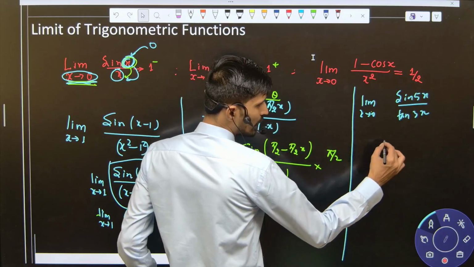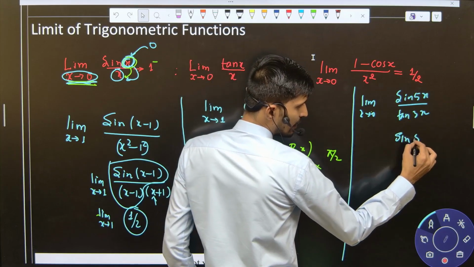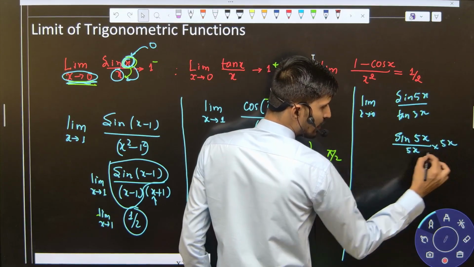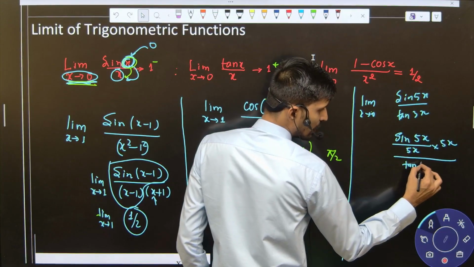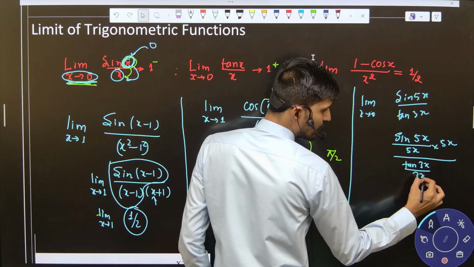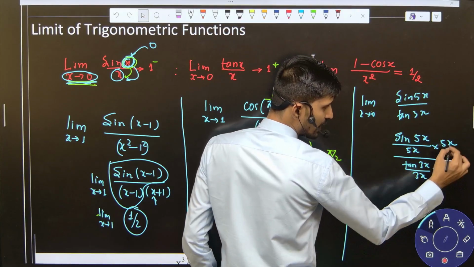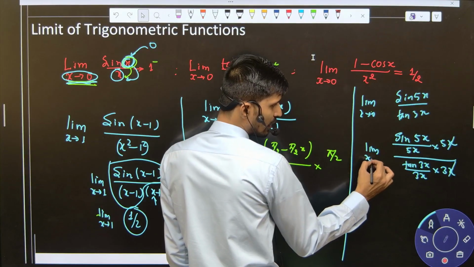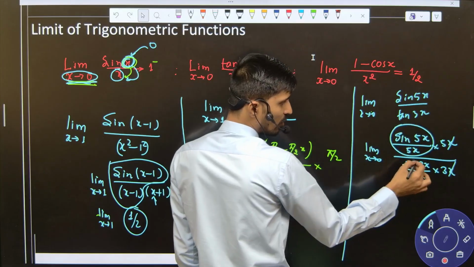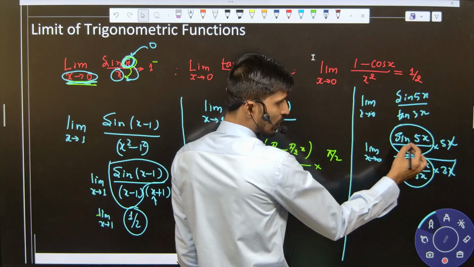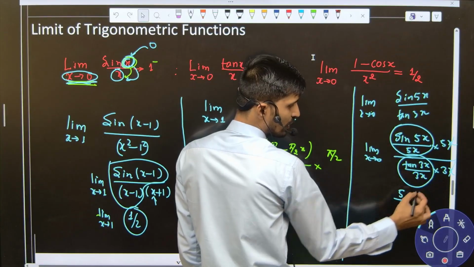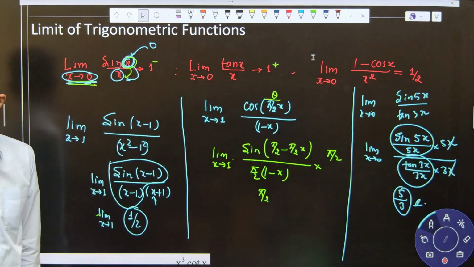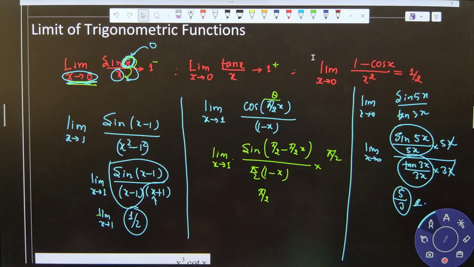So what I will do here: sine 5x, I will divide it by 5x and multiply by 5x, upon tan 3x, I will divide it by 3x and multiply by 3x. And can you see this x and x will get cancelled, and with limit x tends to 0, this will become 1, this will become 1. 1 into 5, 5. 1 into 3, 3. 5 by 3 is the answer. Okay, write it down.